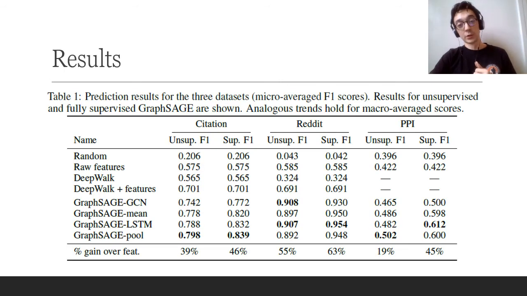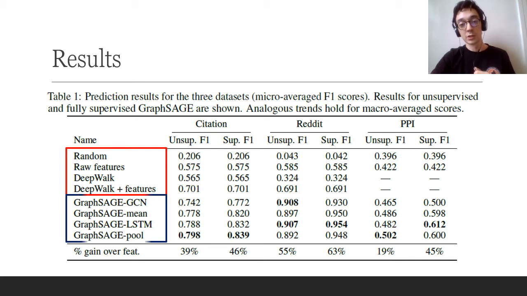To offer a baseline on which GraphSAGE will be compared, the F1 score for a few contenders and for each dataset are also computed. The first one is simply a random classifier. The one called raw features is a logistic regression that ignores the graph structure of the datasets. Then we have the DeepWalk algorithm that we are already familiar with. And the last one is a concatenation of the DeepWalk embeddings and the logistic regression. You can already see that DeepWalk isn't able to achieve the protein-protein interaction task because of the embedding issue that we've covered at the beginning of the presentation. A few variants of GraphSAGE are also tested.